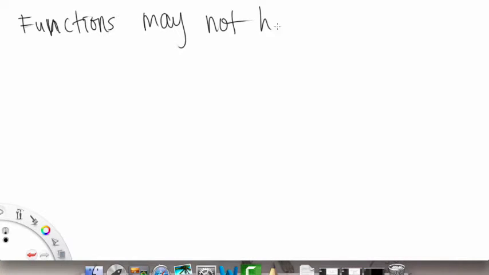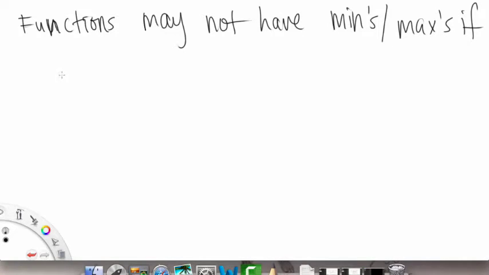It is notable to recognize that functions may not have maximums or minimums. So I'll write that down. Functions may not have minimums or maximums, and we have two cases.